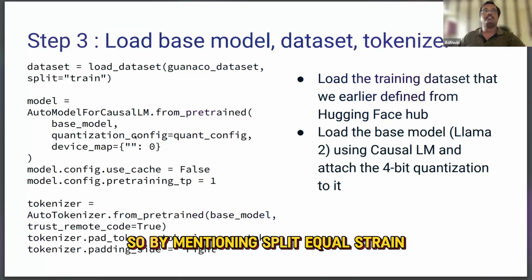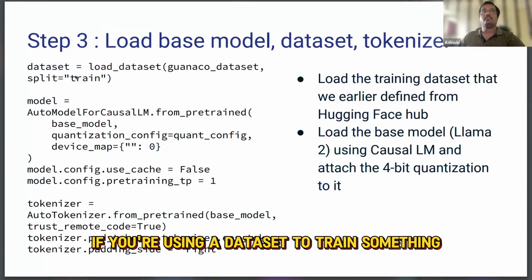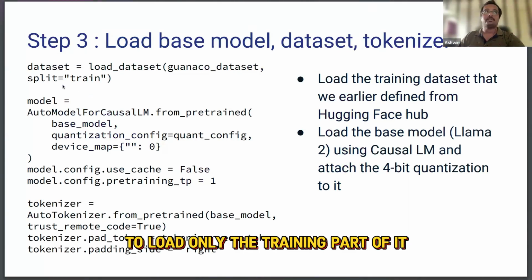So by mentioning split equals train, what you tell this method is to load the dataset and only the training part. Since this dataset has all training samples, it doesn't make a difference. But typically a good practice is, if you're using a dataset to train something, you mention the split parameter to load only the training part of it, right?